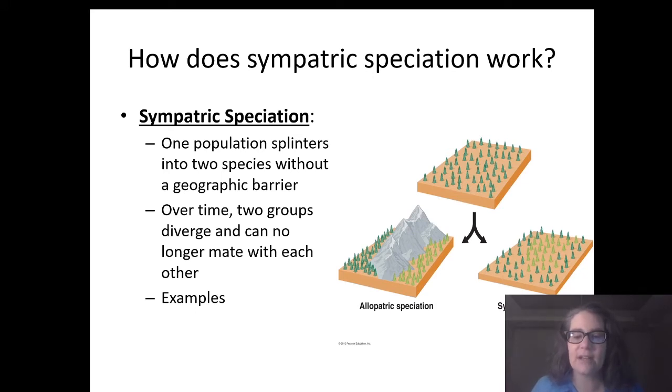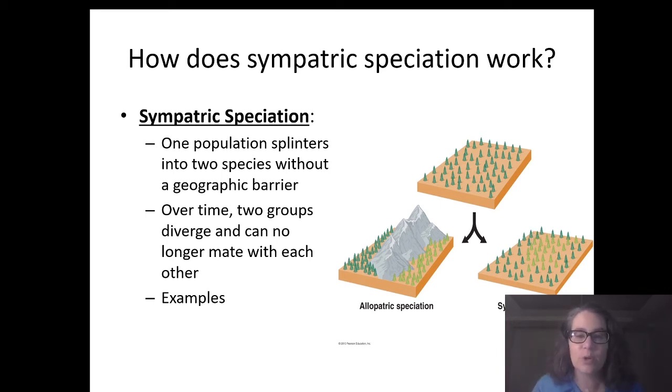Sympatry is a little different. This is shown over here in this picture of this tree species. Remember, allopatry is like this mountain range, a geographic barrier that splinters a population into 2 groups and they become 2 different species. But in this other picture, we have this tree species that is splintering into 2 populations without a geographic barrier.